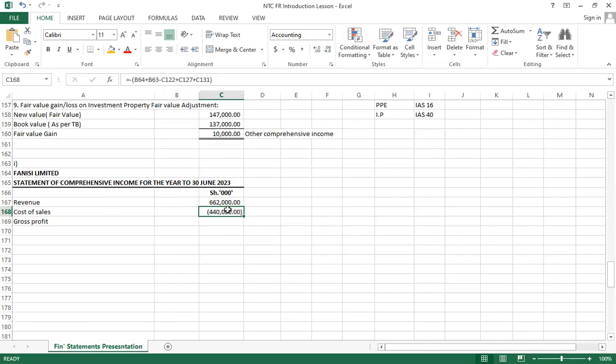If that is the case, then we can compute our gross profit. And our gross profit will come to 222,000.